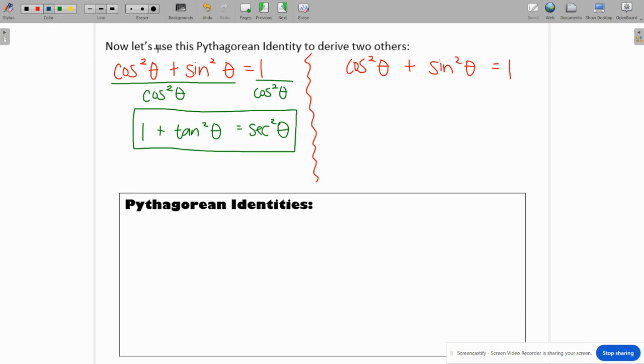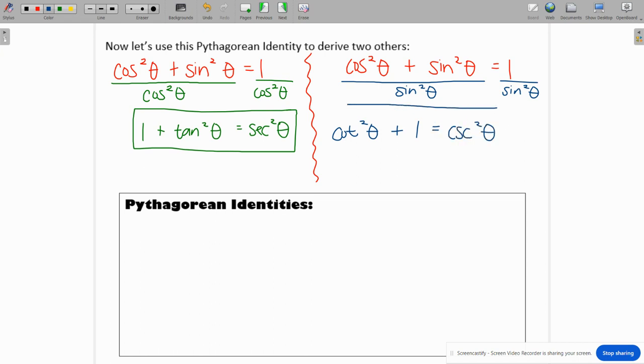The third one, we're going to do the same way, except instead of dividing by cosine squared, we will divide by sine squared. If I divide both sides by sine squared of theta, cosine squared over sine squared is going to be cotangent squared of theta, plus sine squared over itself is 1, equals 1 over sine squared, which is cosecant squared. So this is your third Pythagorean identity.